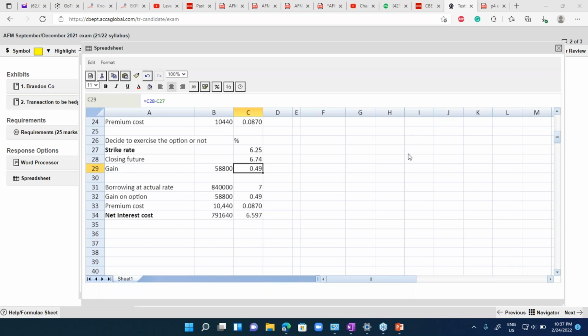Even guys, if you don't have time, solve it in percentages. Just convert the gain into absolute amount, and the net interest cost into absolute amount. It will be perfectly fine. You will get the full marks because it is the decision that matters. Okay, it is the decision that matters.